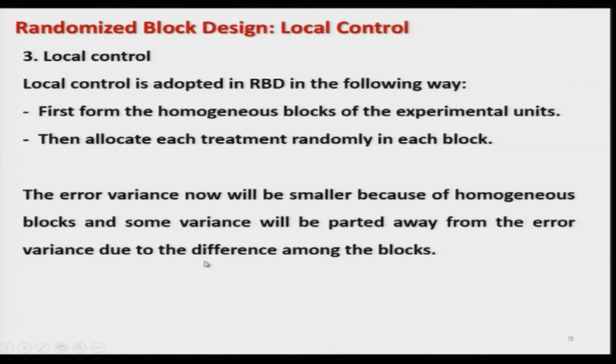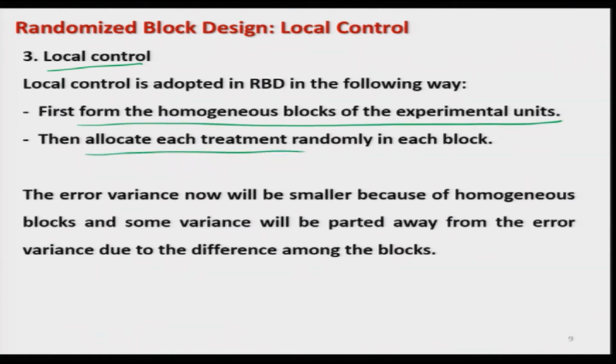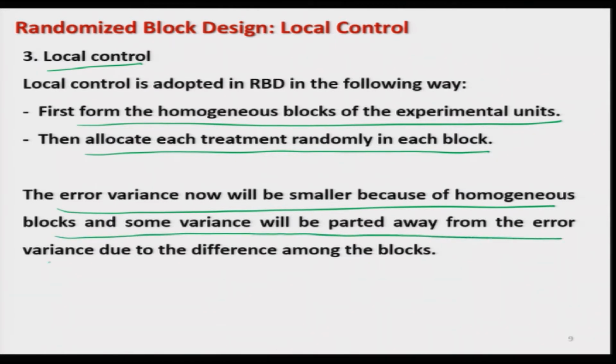Now in this RBD, are we also using the principle of local control? Yes. In this randomized block design, we are using the principle of local control in the following way. First, we form homogeneous blocks of the experimental units and then we allocate each treatment randomly in each block. This is how we implement the principle of local control so that we can reduce the variability. So the error variance will now be smaller because of homogeneous blocks, and some variance will be parted away from the error variance due to the difference among the blocks.